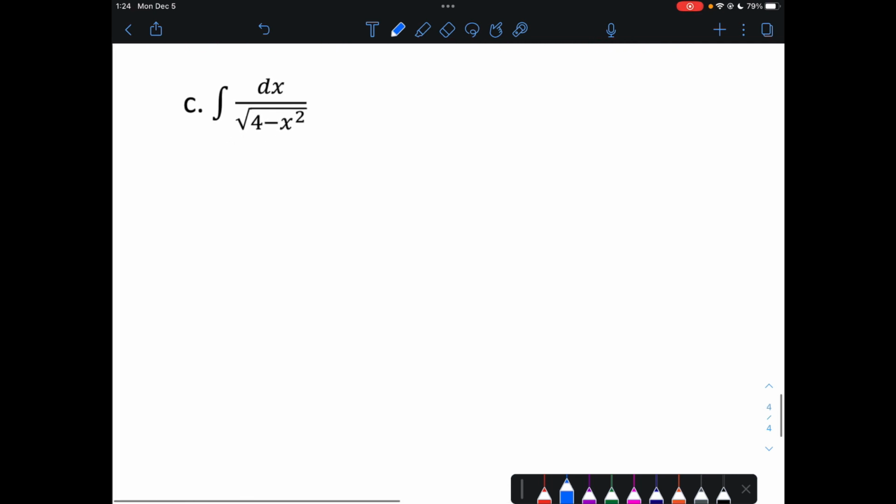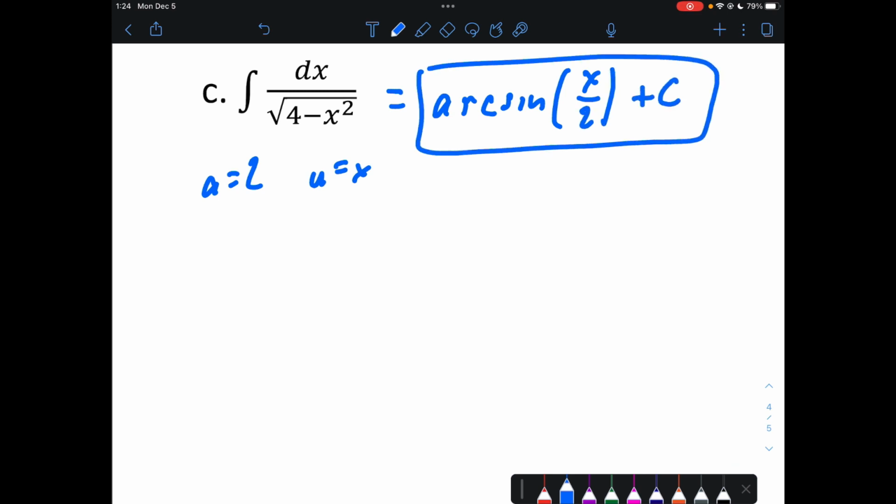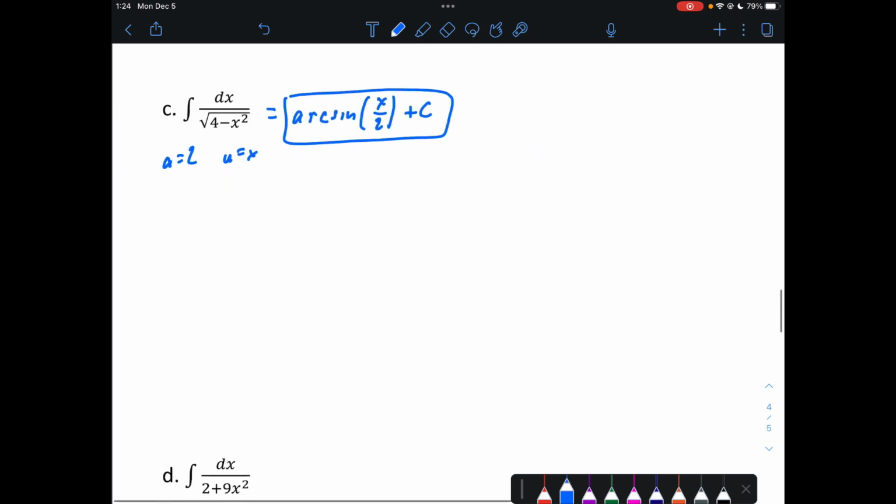All right, question C. Hopefully we recognize this as an arcsine integral. This one's actually pretty straightforward here. A would be 2 and u would be x. So we really don't have to do any substitution with this. We can jump straight to the final answer here. Arcsine of u over a plus c. No point in substituting u for x. It's just a changing of a variable. That's it. So don't bother.